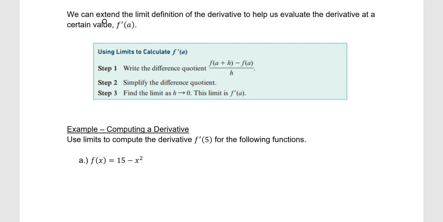So first, we're going to write the difference quotient in this form, because a here is going to be a number. We're evaluating f prime of a. Essentially, instead of an x, we're plugging a into x, which is going to be a number. Then we're going to simplify it as much as we can, and then find the limit as h goes to 0, and that's going to be f prime of a.